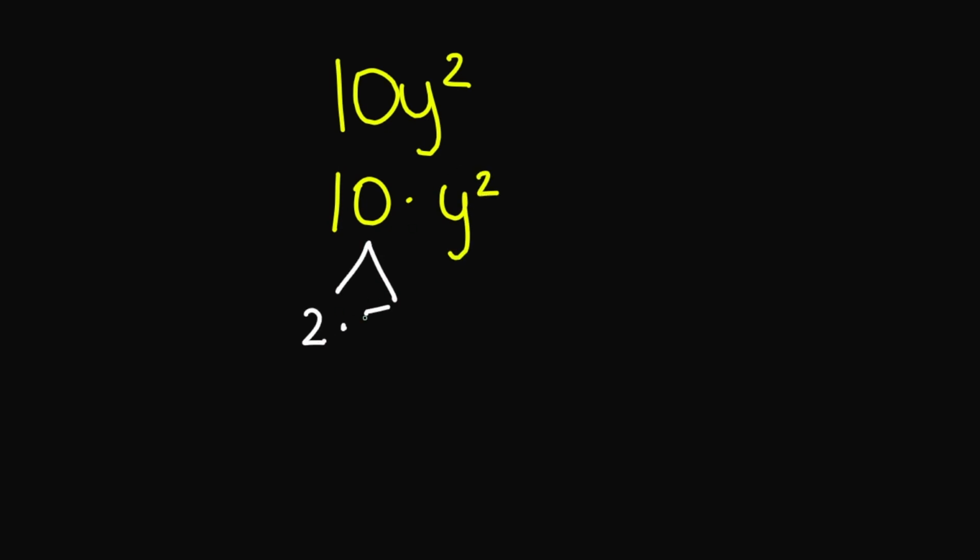Let's try 10y squared. So this is 10 times y squared. I can factor my 10 into 2 times 5. And now I am left with prime numbers. So I cannot factor anymore. So you're left with 2 times 5 times y squared.